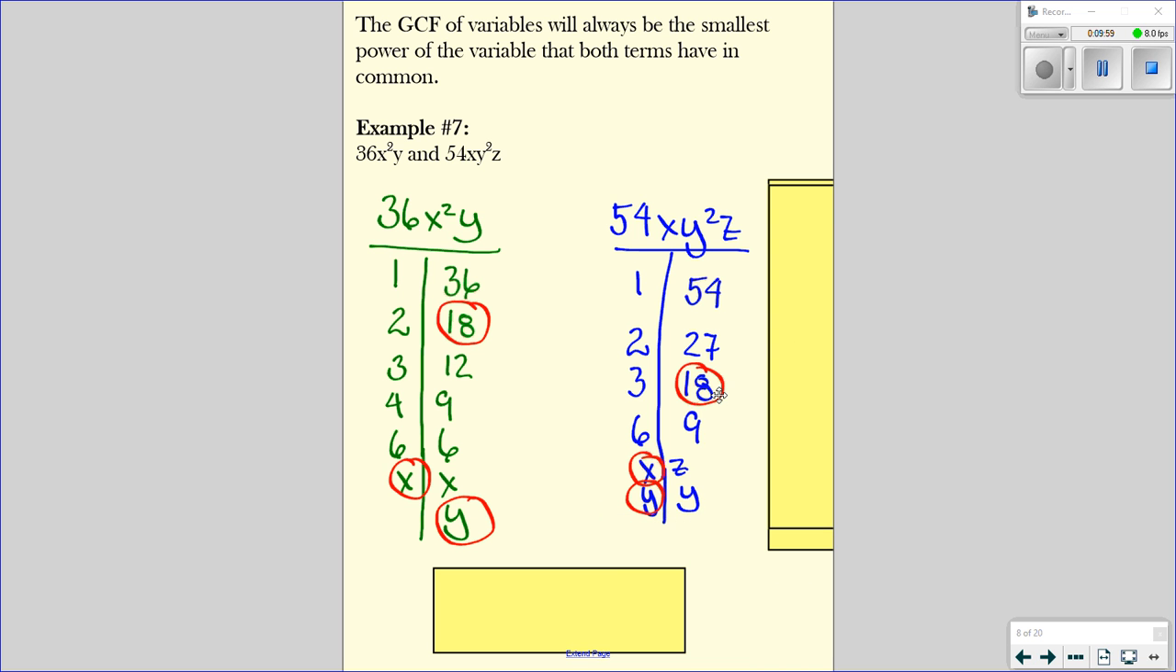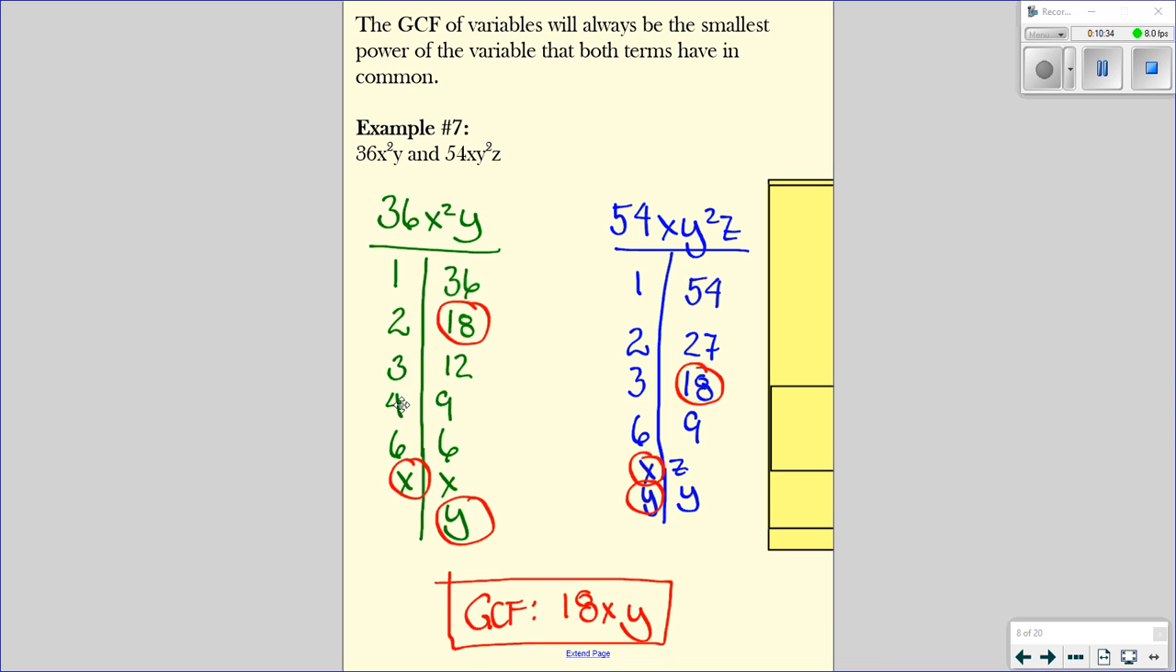Okay, now I'm looking for the greatest common factor, so I look for the number first. They both have 18. That is the highest common factor. And then I look at each variable. How many x's do they have in common? This one has 1, this one has 1. Even though the 36 has 2 of them, they only share 1 in common. Same thing with the y. 54xy squared z has 2, but 36 has 1, so they share 1 in common. So now you multiply all those factors, 18, x, and y, and that's your greatest common factor.